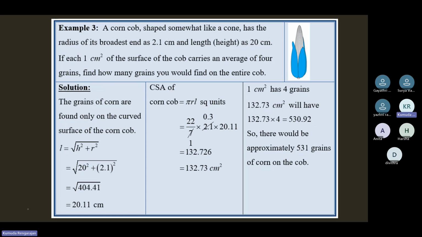Very, very simple question. If each centimeter square of the surface of the cob carries an average of 4 grains, find how many grains you would find on the entire corn cob.